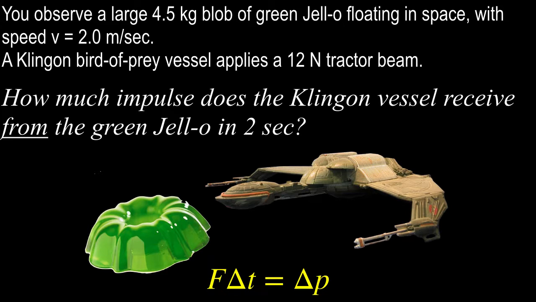But according to Sir Isaac Newton's third law, whatever impulse is delivered to the jello is also delivered to the Klingon bird of prey vessel, except in the opposite direction. So they get 24 kilogram meters per second of impulse as well in the opposite direction. So really what the tractor beam is doing is inching them closer together. And usually the smaller object is going to move a little bit faster and further. But yeah, theoretically, the Klingon vessel does get some kilogram meters per second of impulse. All right, let's try another calculation.